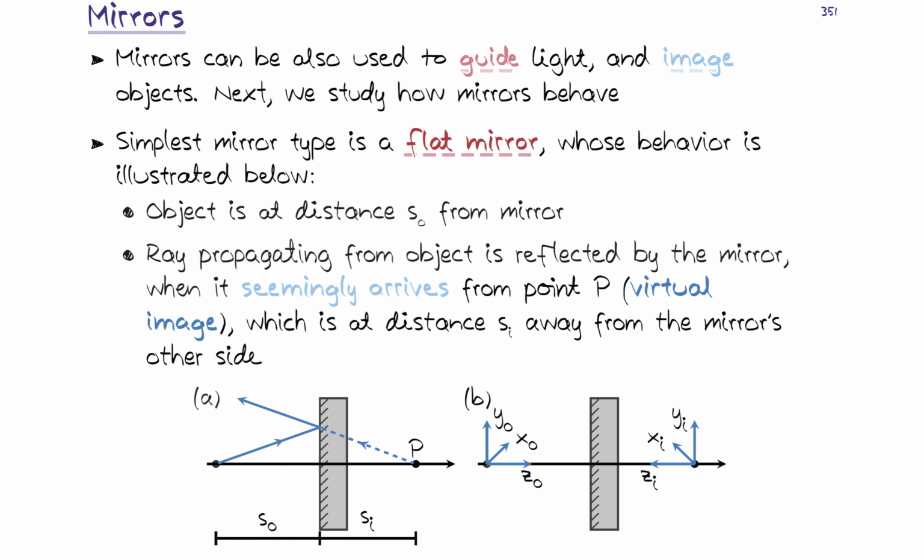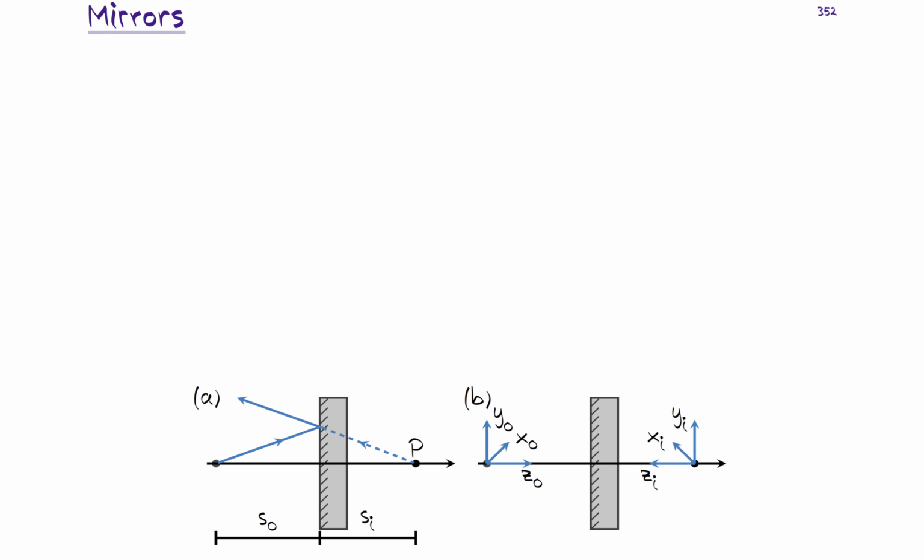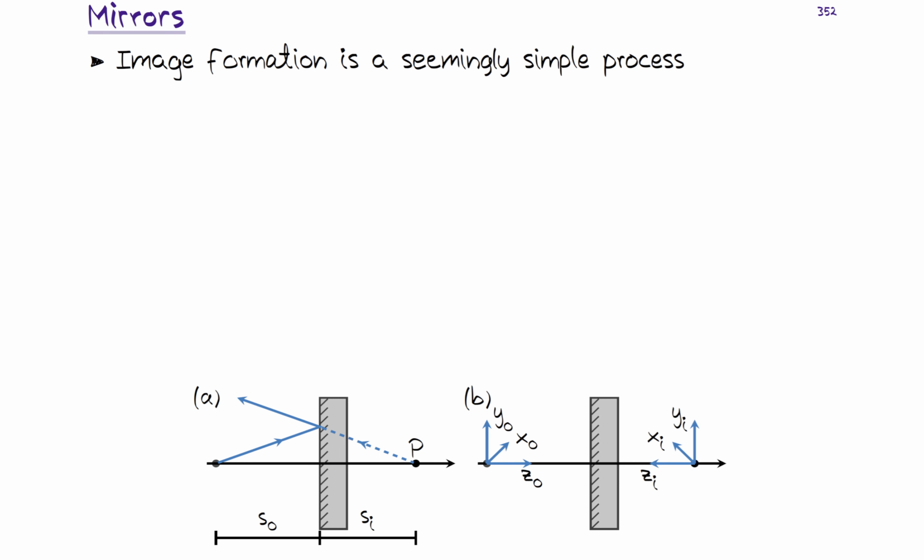So this is basically what we will be doing here, considering in the beginning of the lecture. So image formation, when we think about it, still seems to be a simple process, but the trouble here is that when we are using mirrors, it's not exactly equivalent to the case when we image using lenses.